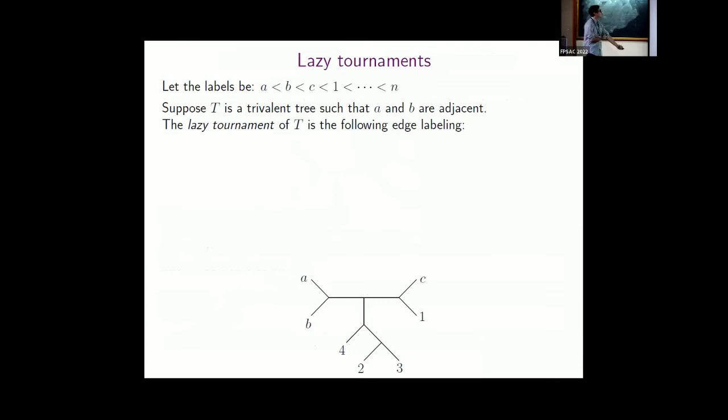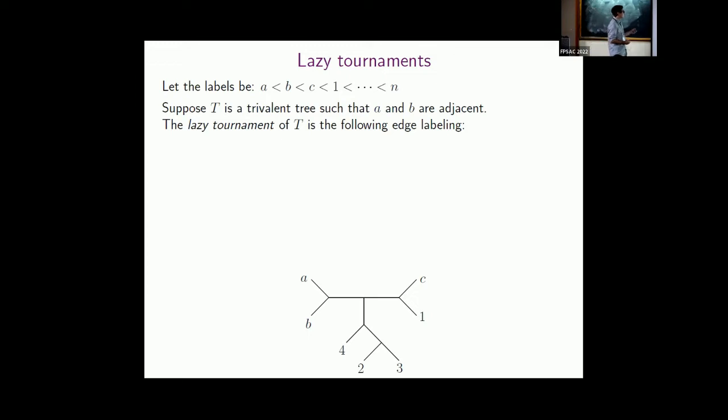So first, lazy tournaments. For notational reasons, we're going to throw in 3 extra points, A, B, C, and order A, B, C and 1 through n in this way. And given a trivalent tree such that A and B are adjacent, which by adjacent I just mean that the edges of A and B share a vertex, we'll define what's called a lazy tournament, which is generated by this tree.